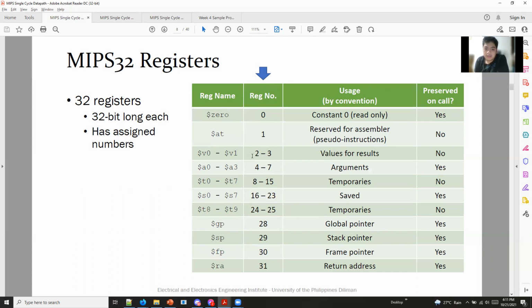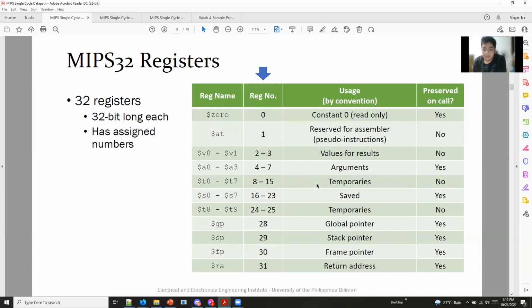And then for registers 2 and 3, V0 and V1, usually ito yung ginagamit na register for results ng subroutines. So kunwari, in high-level programming, yung function mo, may nire-return siya na value, dito na sa-store sa register na yun yung return value ng isang subroutine or function. A0 to A3 naman yung arguments, so registers 4 to 7. So arguments, siya yung inputs mo doon sa inyong function or subroutine.